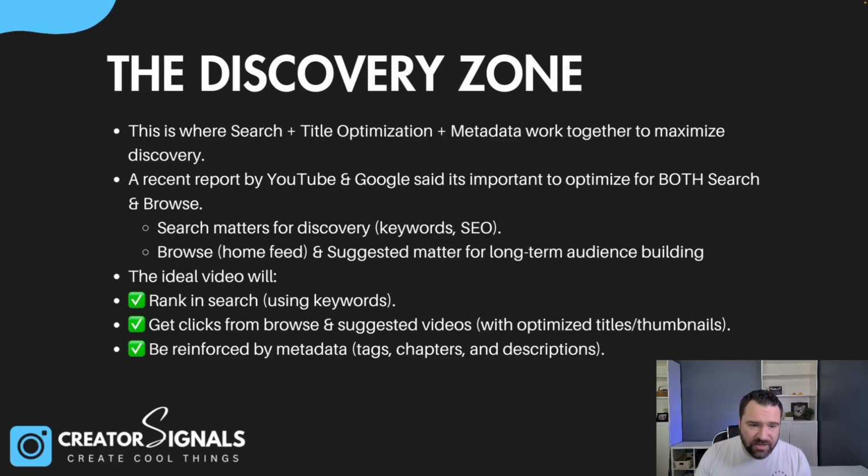So when we think about this, the ideal video will rank in search using some keywords, but it's also set up in a way that it will get clicks from browse and suggested videos. And we do that with our optimized titles and thumbnails. And then we reinforce that and we get even more clicks by optimizing things like our tags, our chapters, our descriptions. And I'm going to show you how to do that in this video.